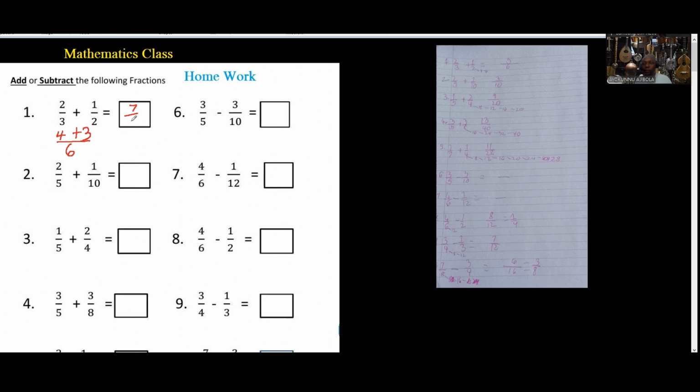7 over 6. But we cannot leave our answer like this, okay? So it's equal to what? One whole number, 1 over 6, right? Yes. One whole number, 1 over 6. So do you understand that first one? Yes. Good. Let us look at the second one.